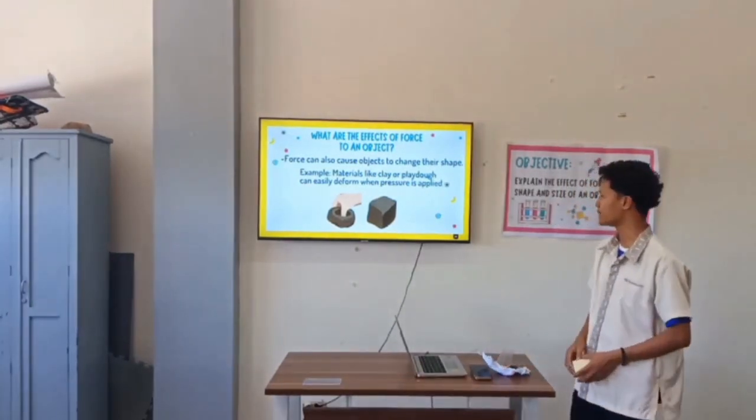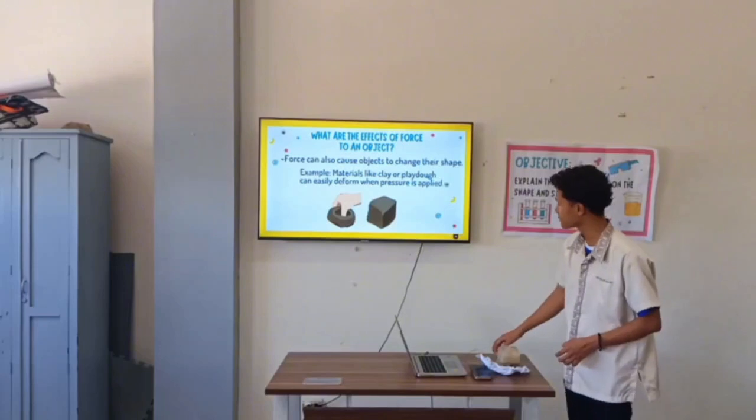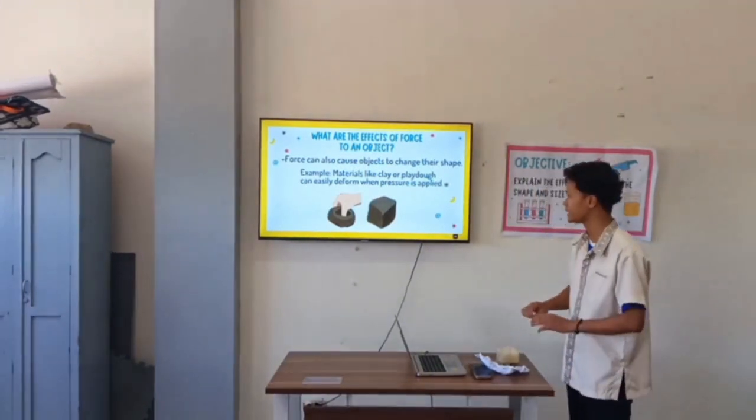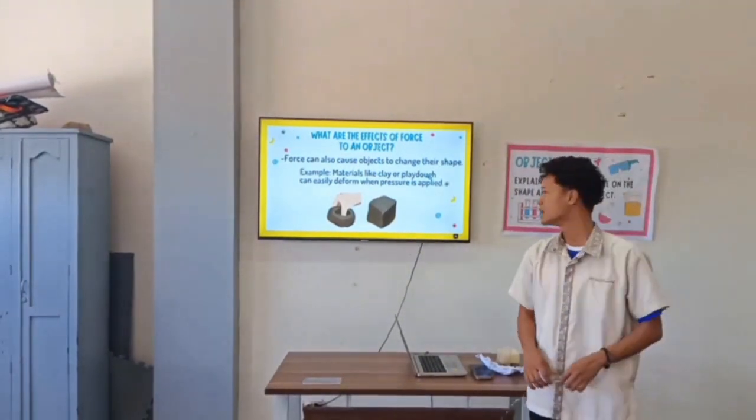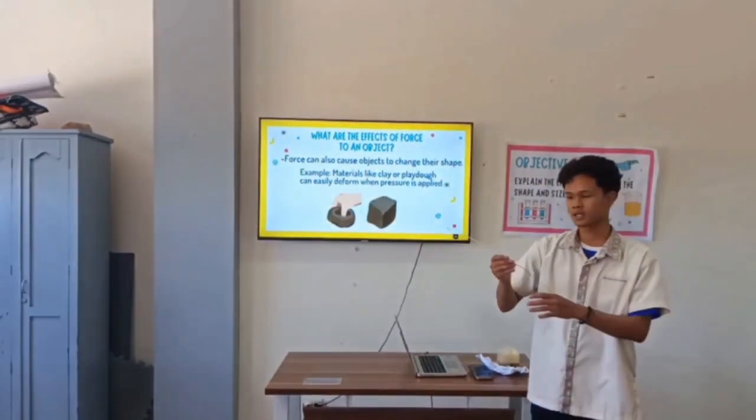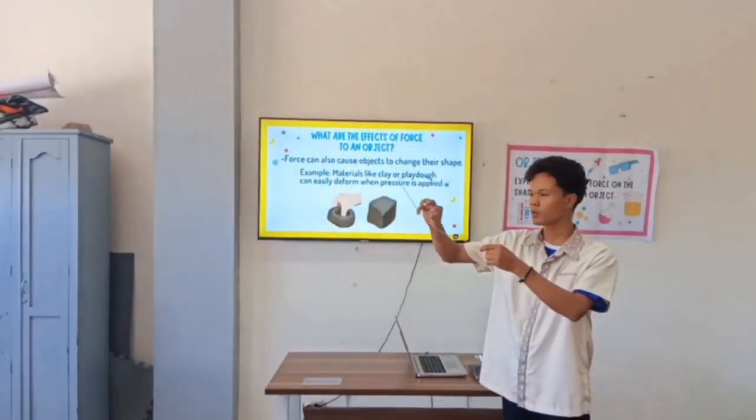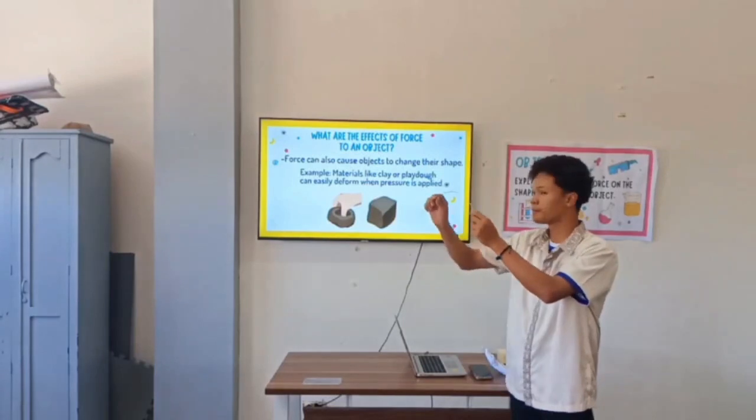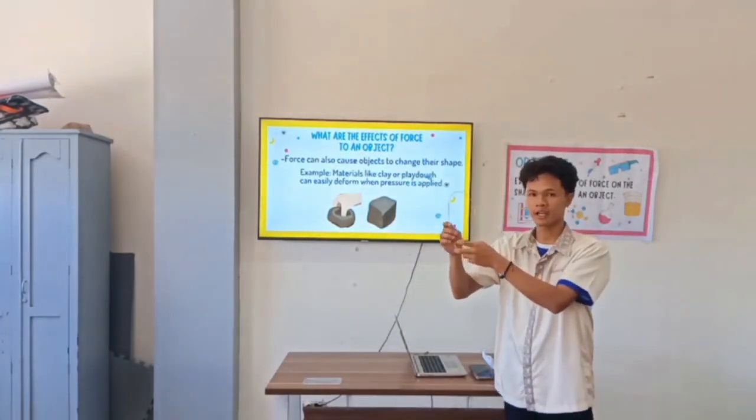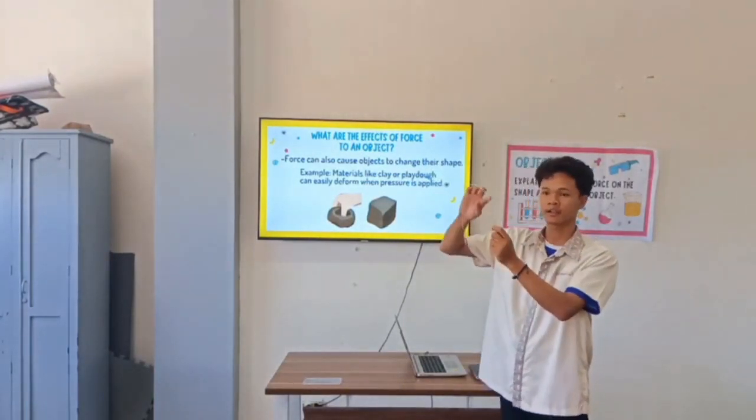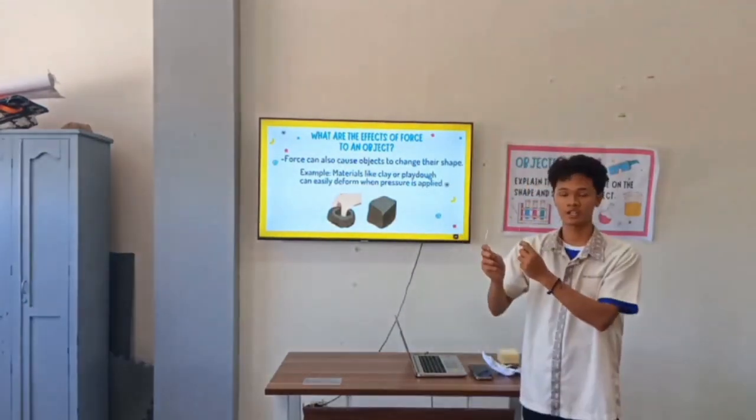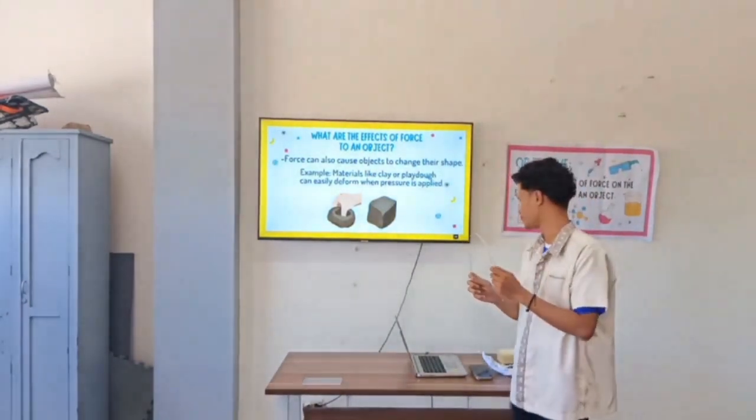Force can also cause objects to change their shape. For example, materials like clay or Play-Doh can easily deform when pressure is applied. Let's have another example: this tie wire right here. When we bend it, it's not straight anymore, right? It's already curved now. So force can change the shape of an object.